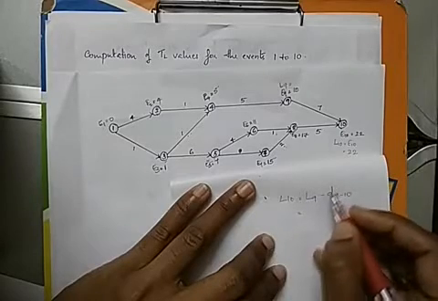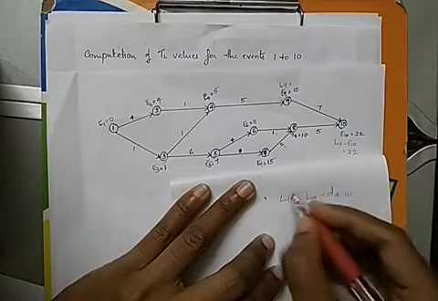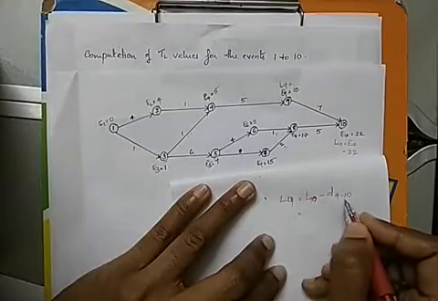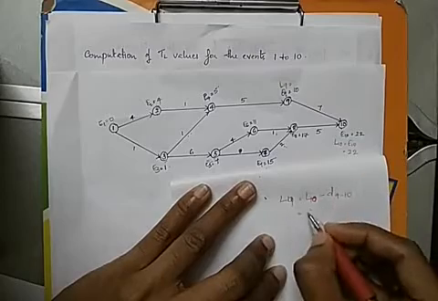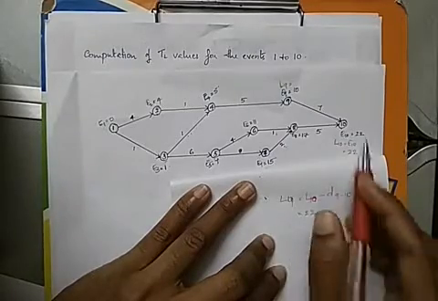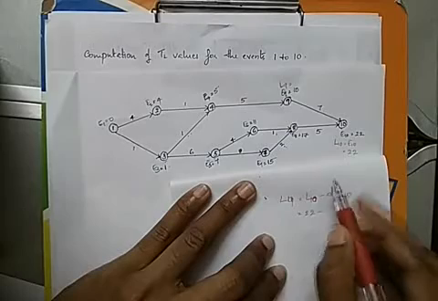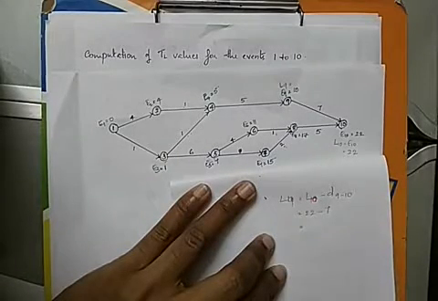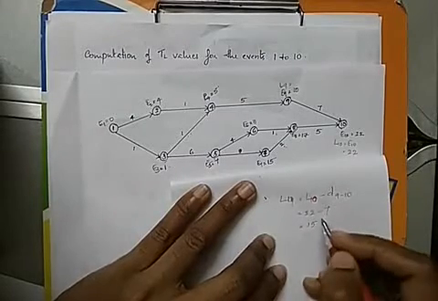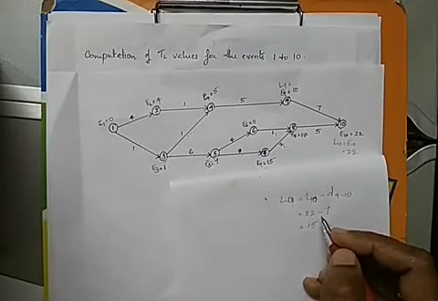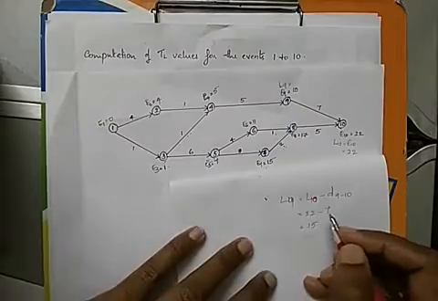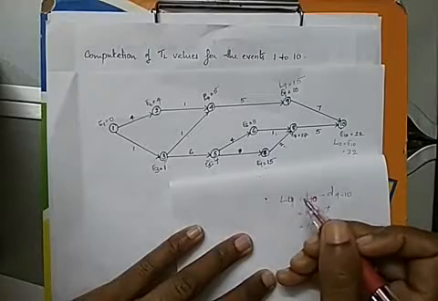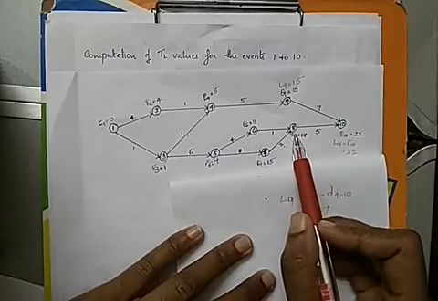As we know that we have assumed that L10 is 22, so L9 equals 22 minus the duration of the activity 9-10, that is 7. This is how we get the value, which is equal to 15. So we get L9 as 15. Now find the value for L8.